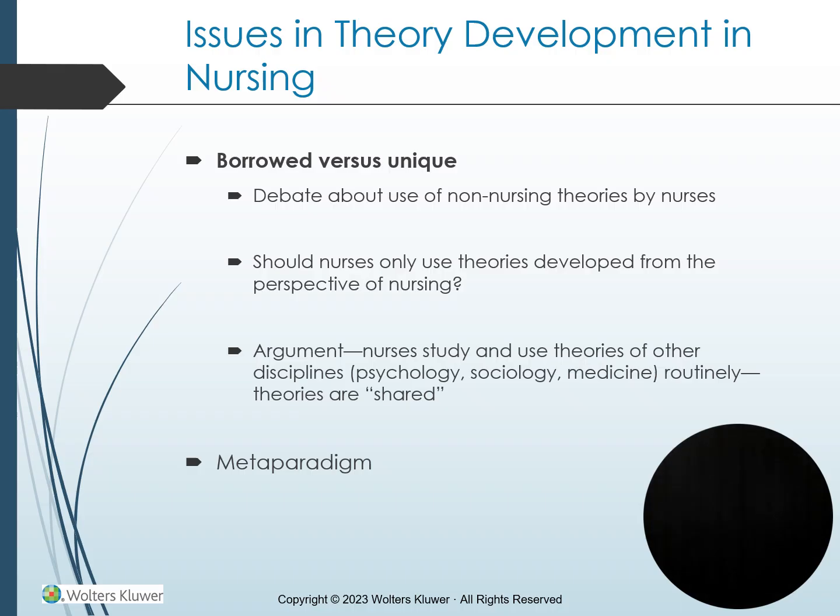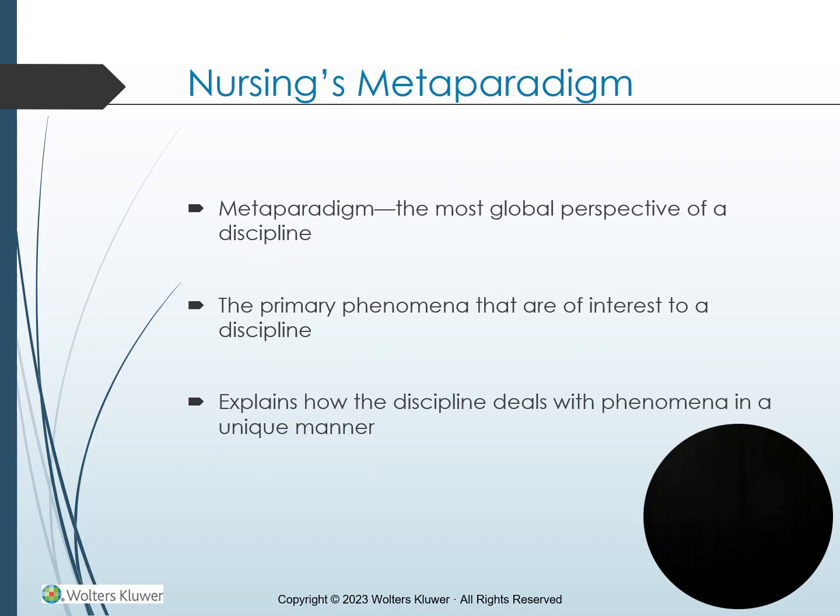And then where do meta paradigms even fall in place? So when you think about a meta paradigm compared to theories, they're separate. Meta paradigms are the most global perspective of a discipline, the primary phenomena that are of interest to a discipline. They explain how the discipline deals with those phenomena in a unique manner.